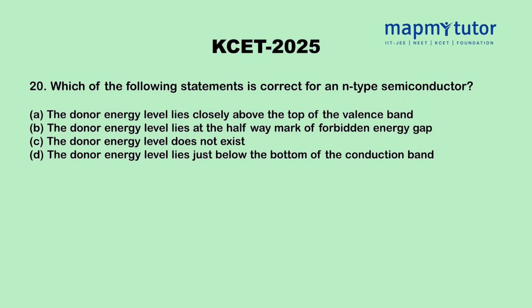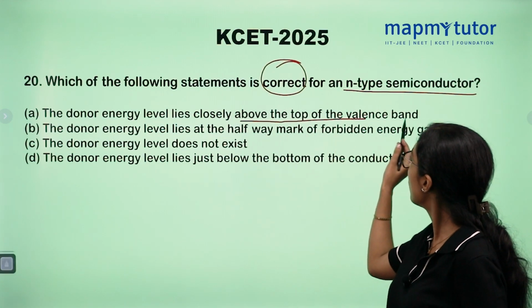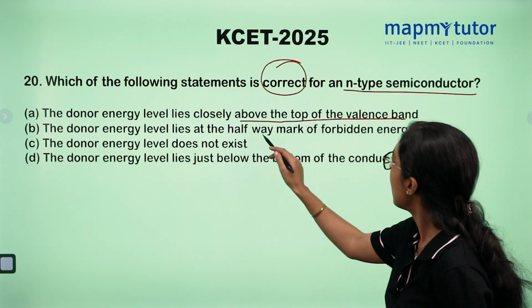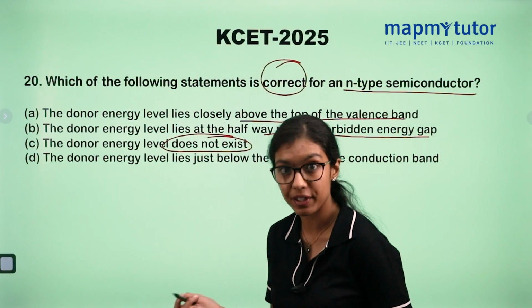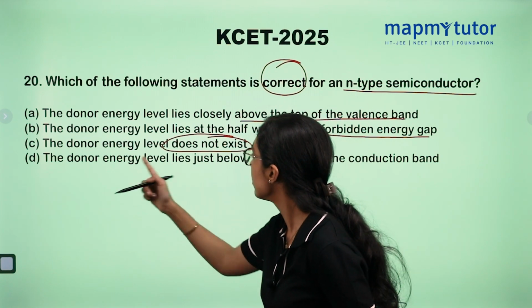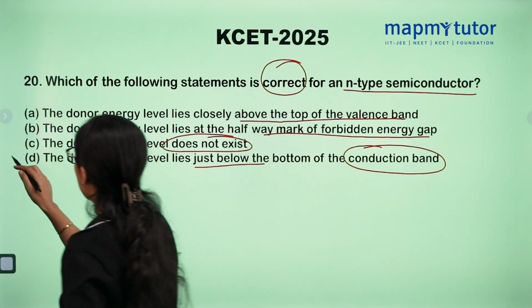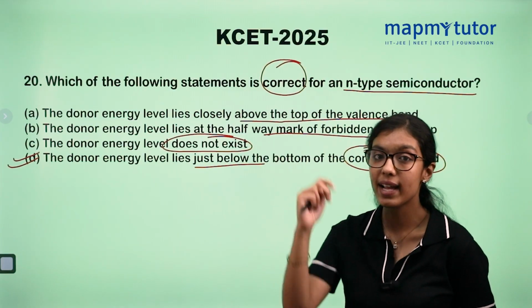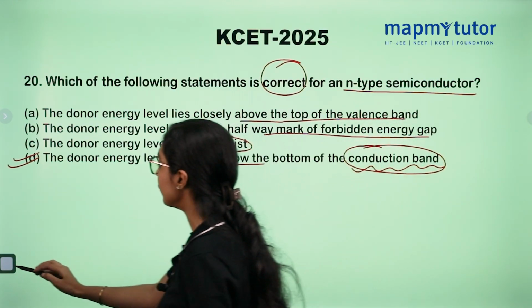Which of the following statements is correct for N-type semiconductors? First option, the donor energy level lies closely above the top of the valence band. No. The donor energy level lies at the halfway. No. The donor energy level does not exist. Definitely it exists. So that is also wrong. The donor energy level lies just below the bottom of the conduction band. Yes. So this is the correct option. Now they have twisted the question here, right? You have studied with respect to valence band, but they can ask you with respect to conduction band as well. So don't get confused.